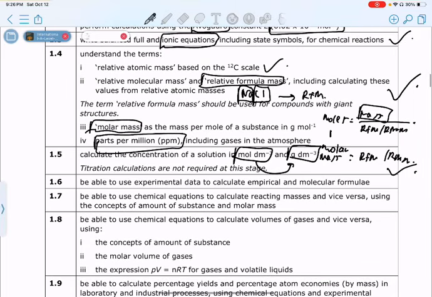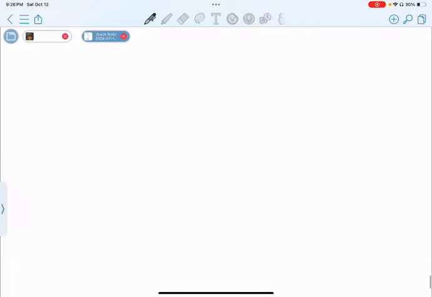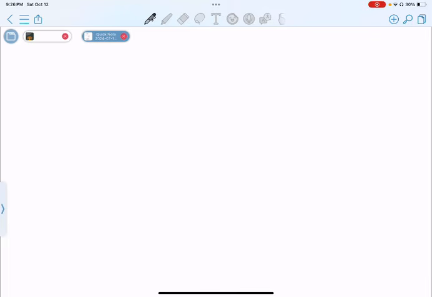Be able to use experimental data to calculate empirical and molecular formula. Okay, now, when you're given a question like this, the only way you can get better at this is to do question after question, okay? That is quite honestly the only way to get better at it. But we will try and make up an example really quickly. So let's say you have a compound of CH3OH, okay? That's your compound.